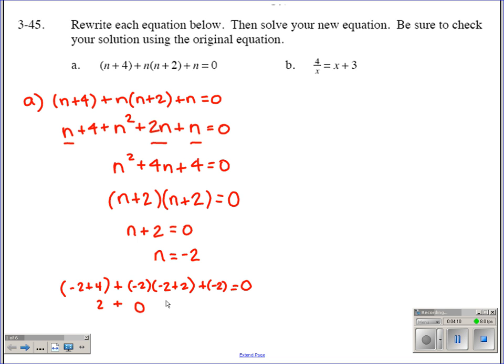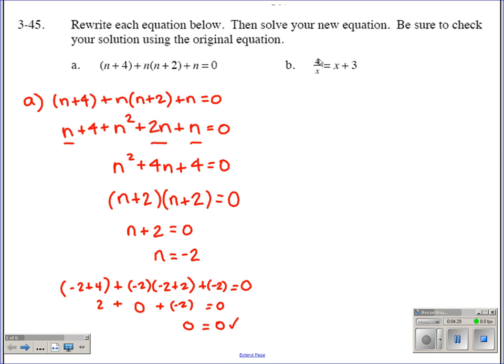And then we're going to add a -2. So +2 plus 0 plus -2 gives us 0. We get a true statement here, so we know that our work is correct there.